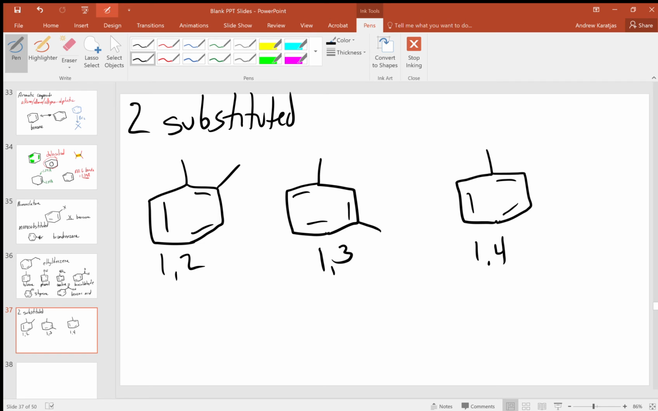Now, that wouldn't be too bad, but it turns out in many cases we don't even use the numbers. What we use is that when our 2 aromatic substituents are 1,2, we have ortho, often abbreviated as O. When they're 1,3, that's called meta. And 1,4 is known as para.